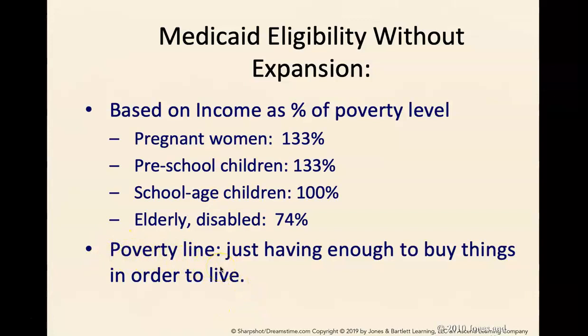To introduce the federal poverty level, the next slide, first let's understand what the poverty line is, or being at 100% federal poverty level. Being at 100% poverty level means that you or your household just earn enough to buy things in order to live. Necessities, being able to afford the necessities of life. Rent, a roof over your head, clothes on your back, food on the table, basic things. Never mind vacations, never mind other extra expenses.